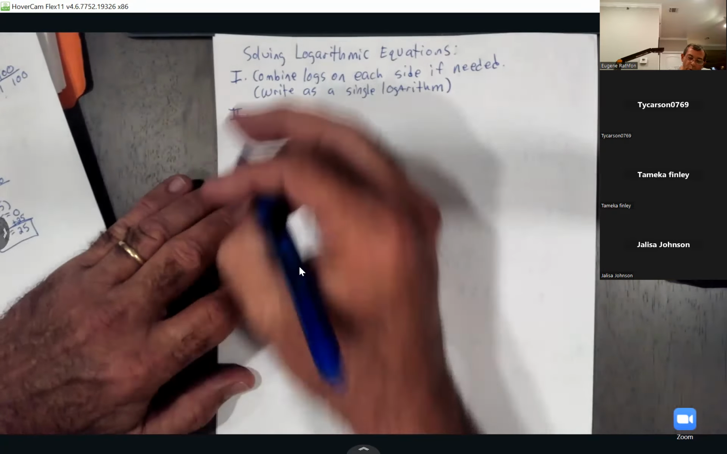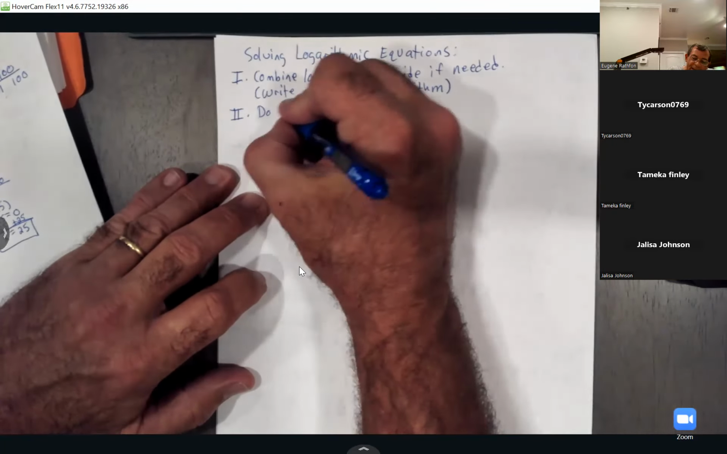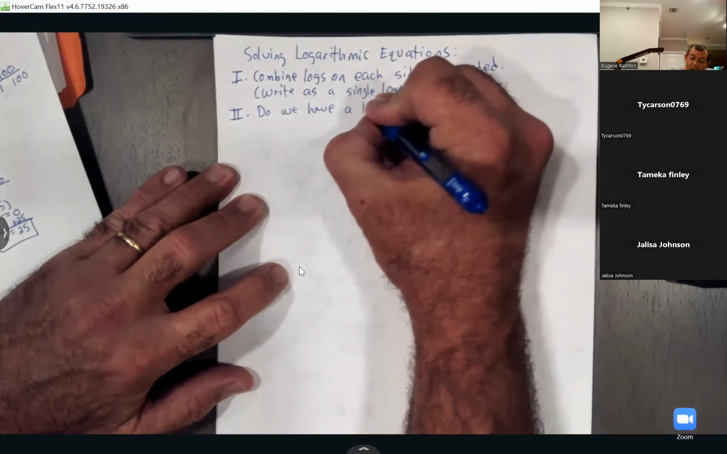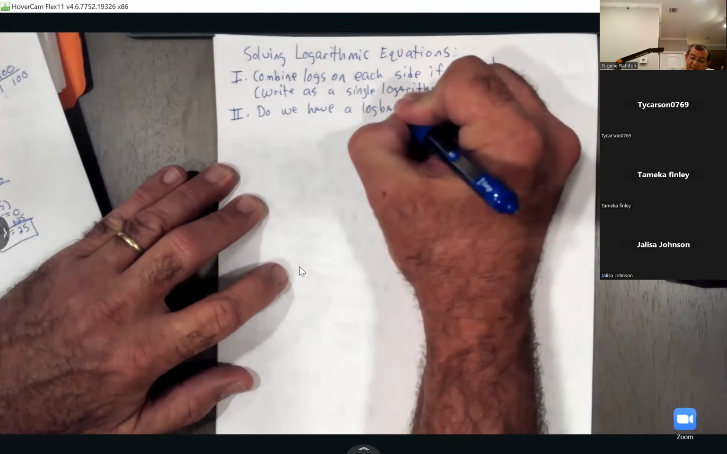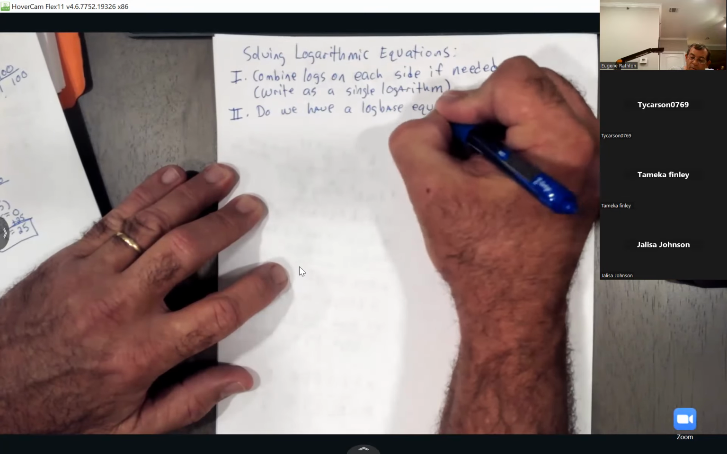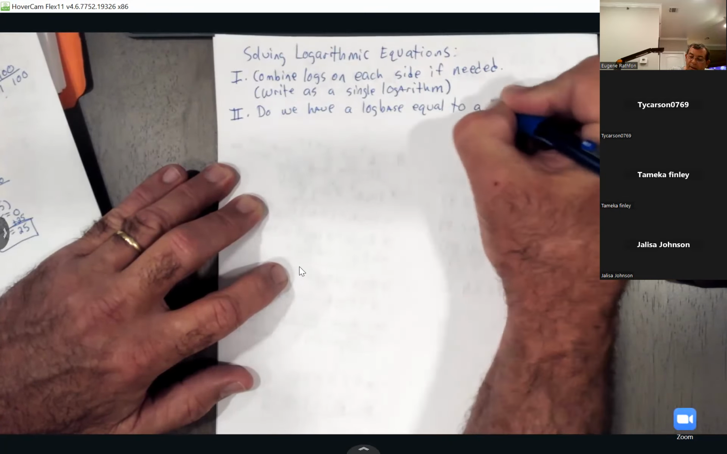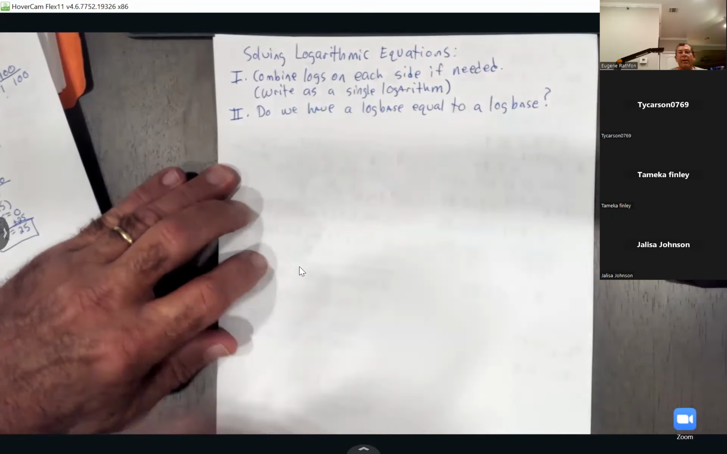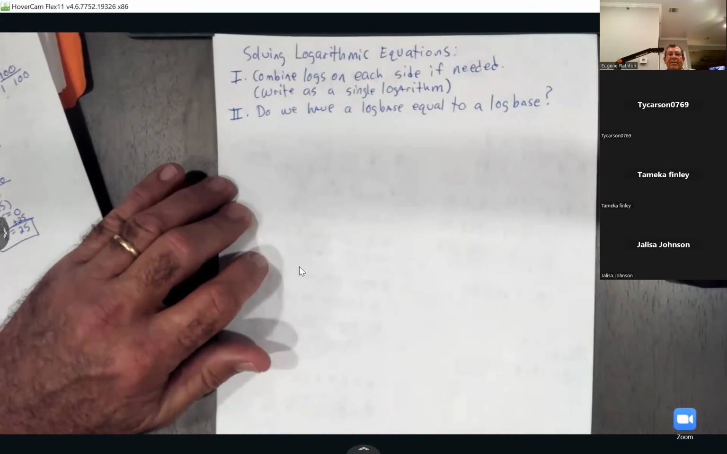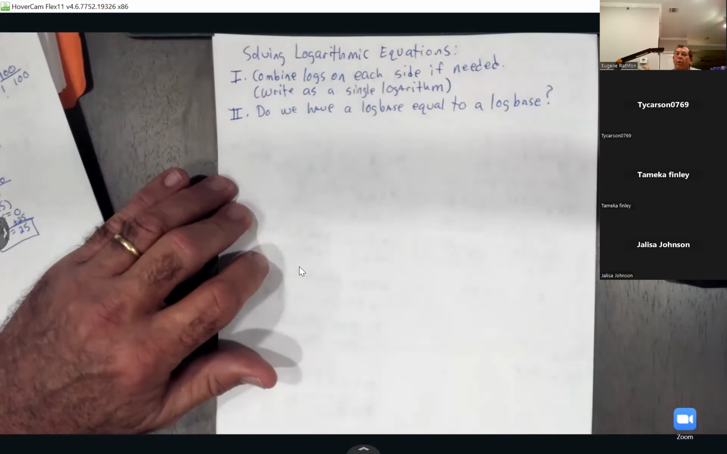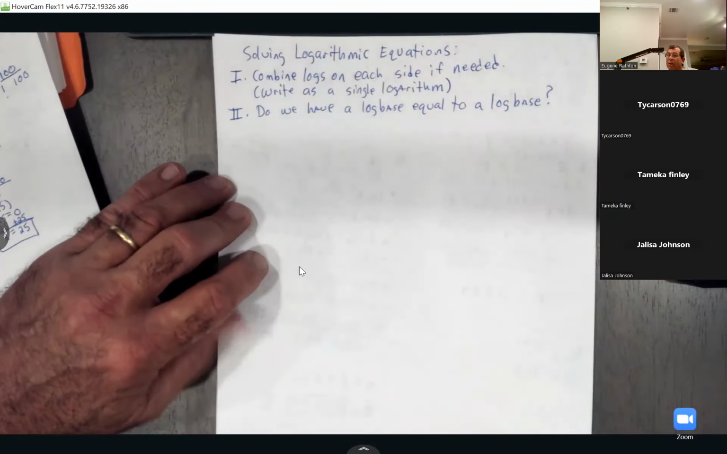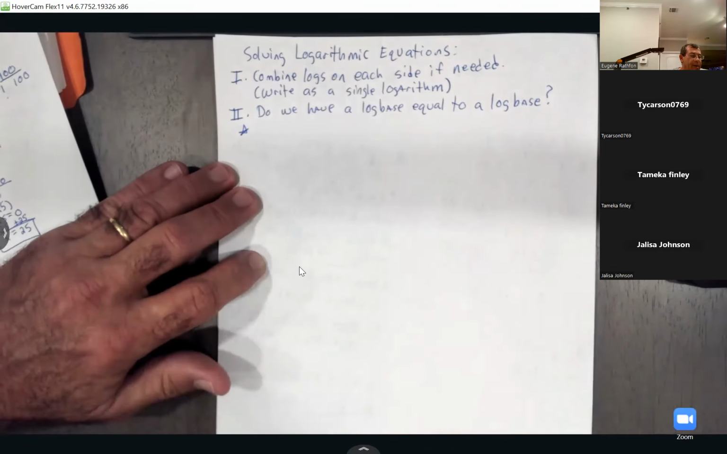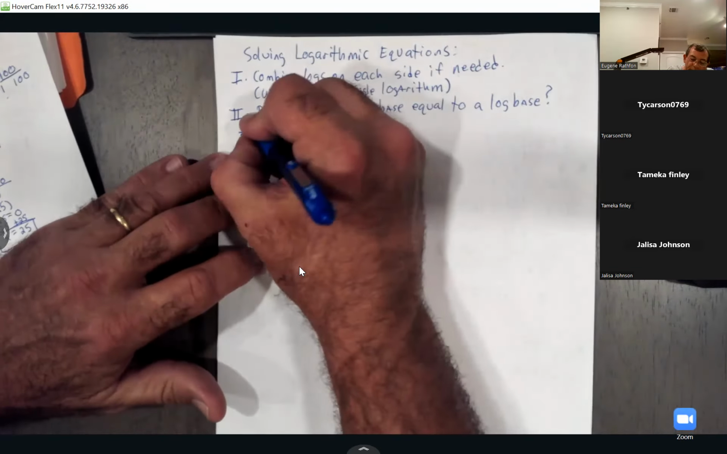All righty, at this point, do we have a log base equal to a log base? So if I got a log base 5 on one side equal to a log base 5 of something on the other side, I can invoke what we call the logarithmic equality.